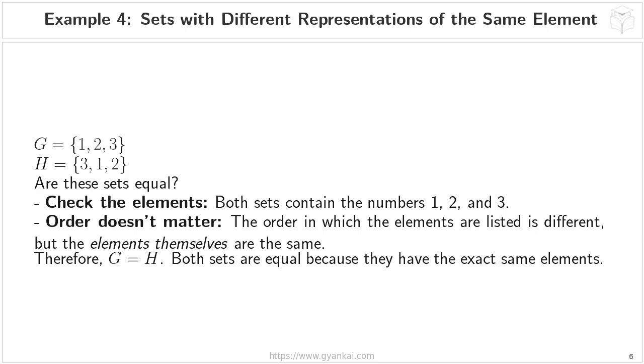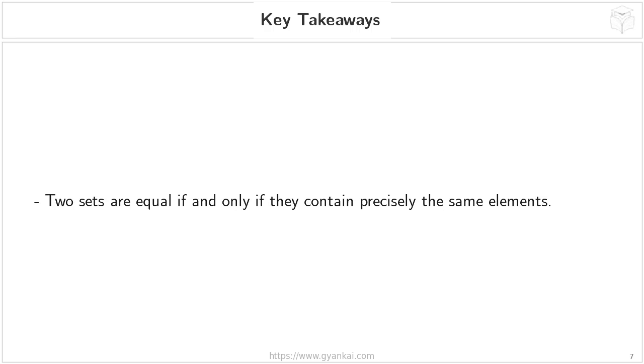Key takeaways. Let's recap what we've learned about equal sets with these key takeaways. First, and this is really important, two sets are equal if and only if they contain precisely the same elements. What that means is, equality isn't just a similarity, it's a perfect match. Every element in one set must be found in the other, and vice versa. There can't be any extras or missing pieces.